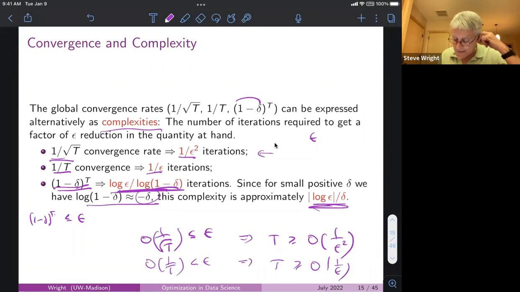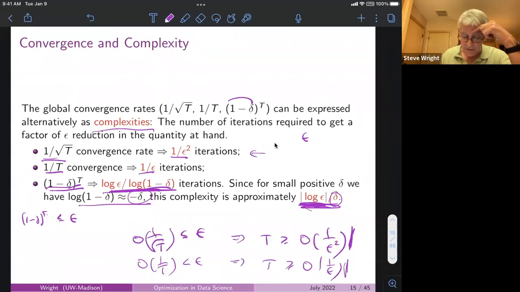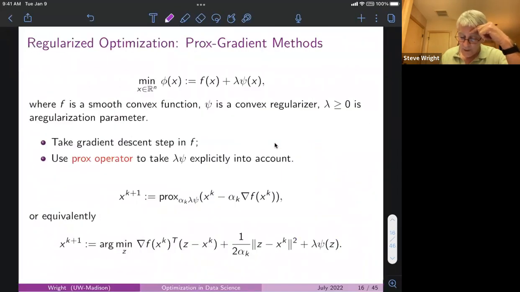So, provided delta isn't too small, log epsilon, if epsilon is something like 10 to the minus 6, is kind of only order 6, whereas 1 over epsilon squared is 10 to the 12, and 1 over epsilon is 10 to the 6. So obviously having something that's logarithmic is generally much, much better. And so there's a big advantage to having strong convexity here. Okay, so that's just unconstrained smooth function.